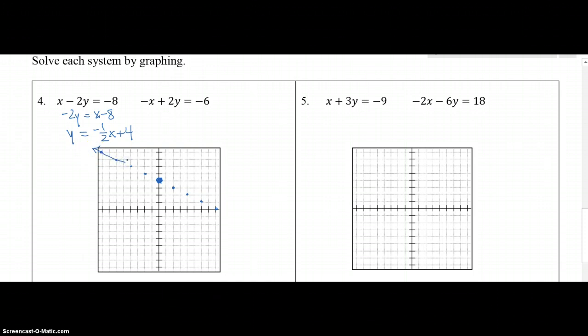Oh, you know what? Stop. If I subtract x from both sides, that's negative, and the slope is positive. My mistake. We're going to go up 1 and over 2. Same y-intercept, different slope.